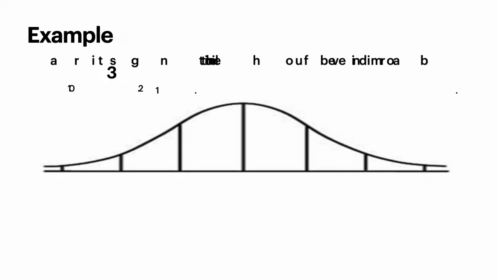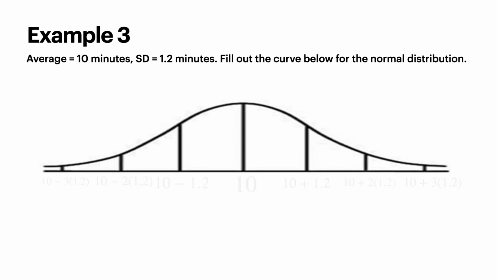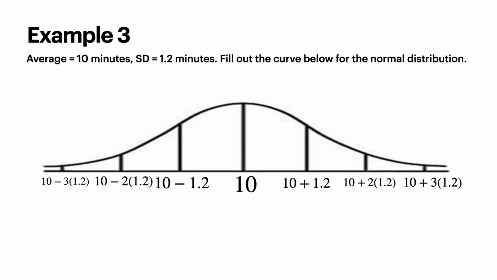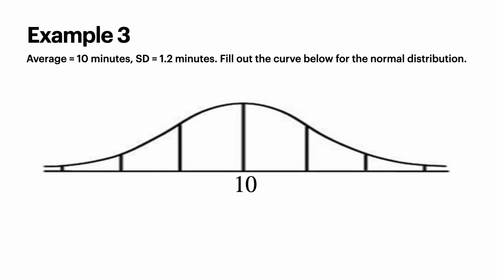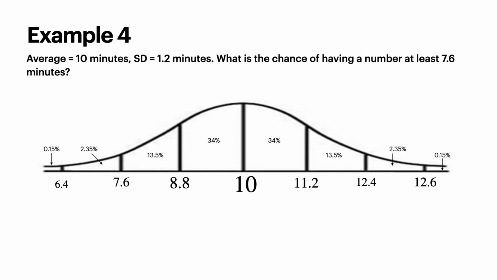Very easy. Another example might be an average of 10 minutes, standard deviation of 1.2 minutes. Let's fill out the curve below. So if it's an average of 10 minutes, that means wherever you see the Greek letter mu, that's going to be a 10. And anytime you see the Greek letter sigma, we're going to replace it with 1.2. And that's what I've done here. So you can see I filled it out. Now I'm going to replace it with the actual values that I calculate. And there we are. So I filled that out. Now I'm going to put my percentages in there. And there we are. It's completely filled out.